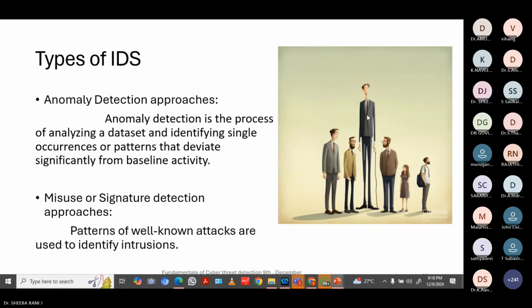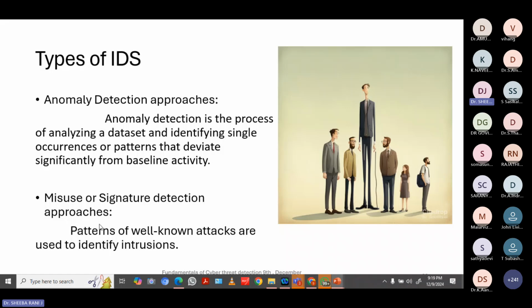It's an anomaly, right? So an intrusion detection system follows one type of method, that is anomaly detection: if something happens in an odd-man-out, rare way. Anomaly detection is the process of analyzing a data set and identifying single occurrences or patterns that deviate significantly from baseline activity. Another type of intrusion detection system is misuse or signature detection approaches. Patterns of well-known attacks are used to identify intrusions.